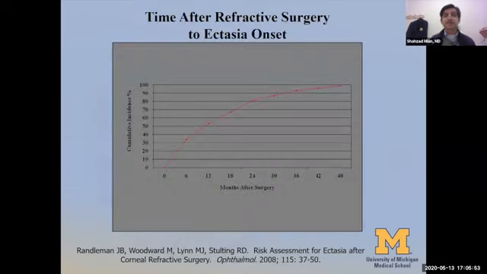Ectasia after LASIK can present with a mean time to onset at 15 months, with 25% of patients presenting within 3 months, 50% presenting within 12 months, but there are 10% of patients that can present after 3 years, and it has been reported even as much as 10 years after LASIK surgery.